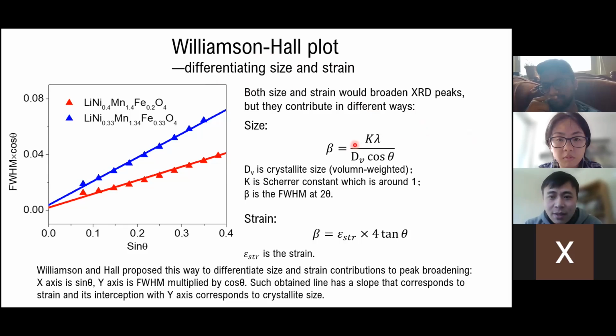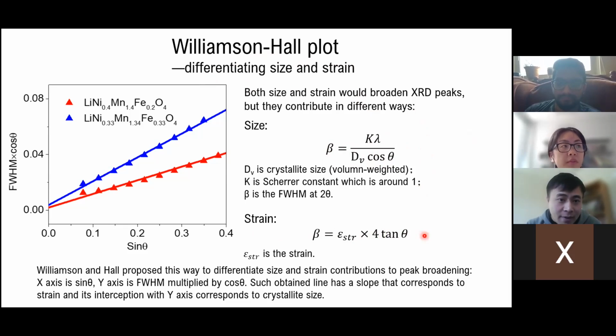Why can it do that? Because the size broadening basically has this kind of secant, the reciprocal of cosine theta relationship with how it changes during the 2 theta, right? And in contrast, the strain has a tangent theta kind of variation pattern. So even though they both change, they change in very different ways. And what Williamson and Hall did is actually very simple. It's simply plotting the figure in a different way, such that the information will be decoupled.